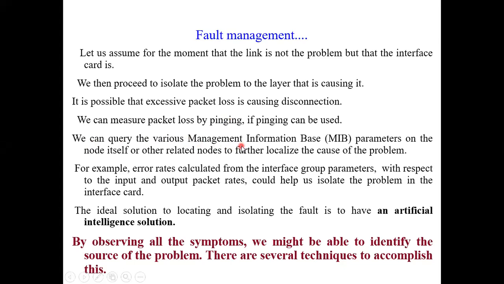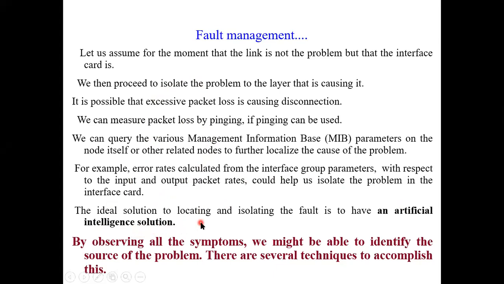So we can query the various management information based parameters on the node itself or other nodes to further localize the cause of the problem. So we are trying from all aspects to find out where the fault is. Suppose, for example, the error rates calculated from the interface group parameter with respect to the output packet rates could help us isolate the problem in the interface card. Okay, if I have to find out whether there is a problem in the interface card, I can calculate the error rate.